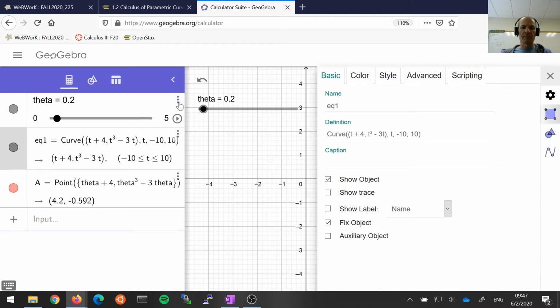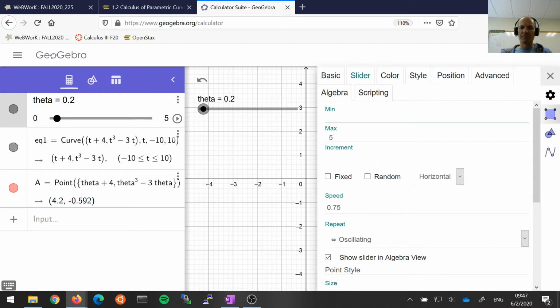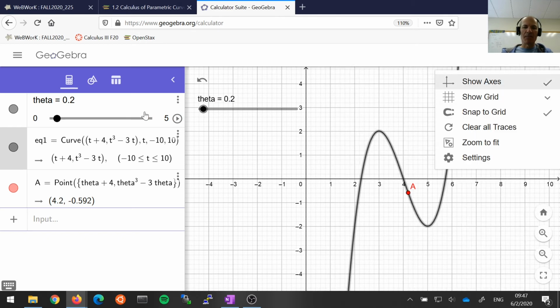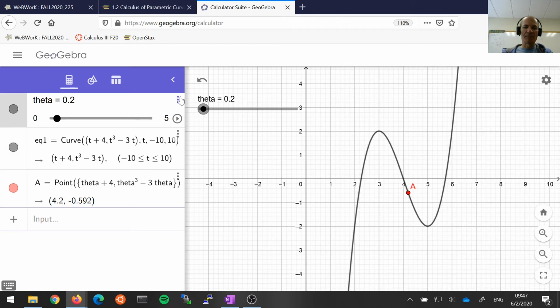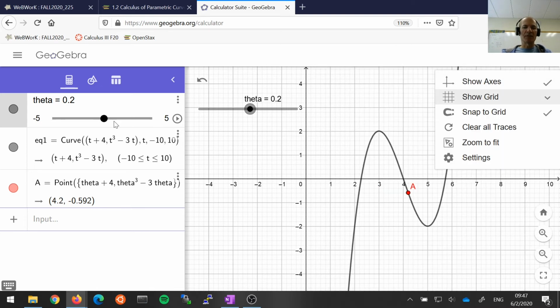Oh, my Geogebra skills. Every time I hit tab, it moves to the next. Let's go back to this again. All right, one more time. Minus 5. There we go. Now we have positive and negative values.